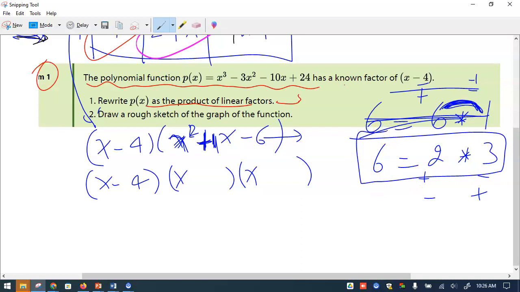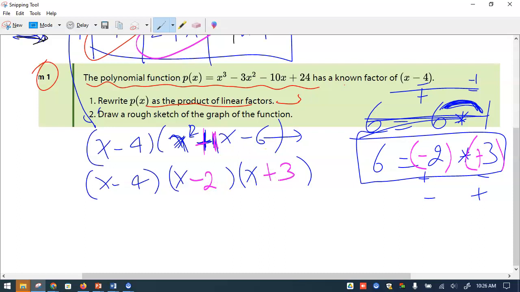The question is which one is positive and which one is negative. Clearly, there is a plus 1. If it is plus 1, it is better to have the bigger one take the plus and the smaller one take the minus. That's why I put minus 2 and plus 3, and you're done.